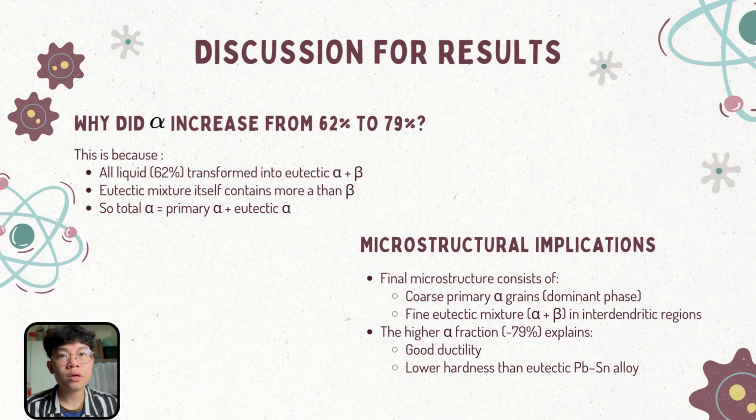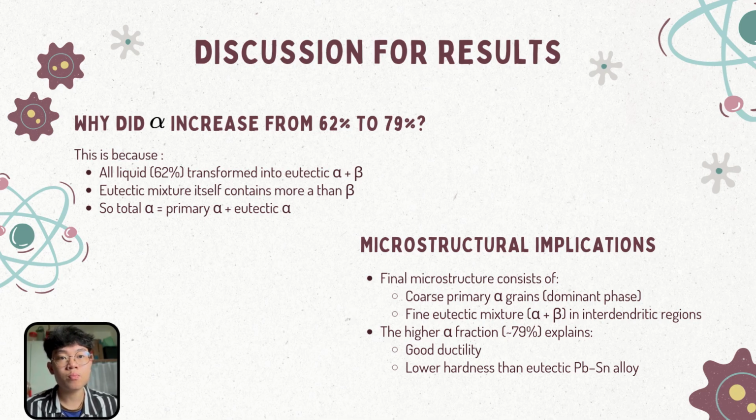For microstructural implications, the final microstructure consists of coarse primary alpha grains, the dominant phase, and a fine eutectic mixture, which is alpha plus beta, in interdendritic regions. Thus, the higher alpha fraction, approximately 79%, explains that it has good ductility and lower hardness than eutectic PbSn alloy.